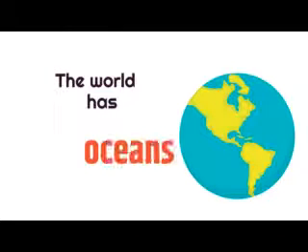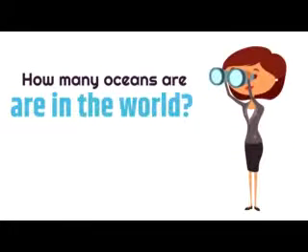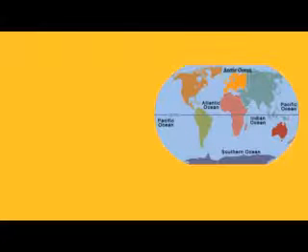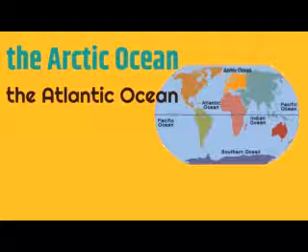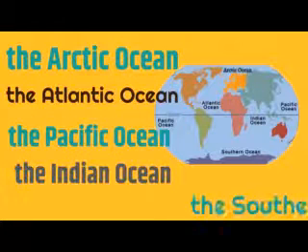The world has 5 oceans. How many oceans are in the world? The same amount of fingers you have on one hand. 5. So here are the world's oceans. The Arctic Ocean, the Atlantic Ocean, the Pacific Ocean, the Indian Ocean, and the Southern Ocean.